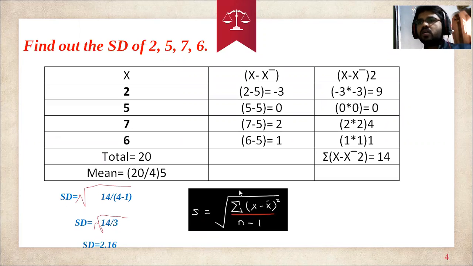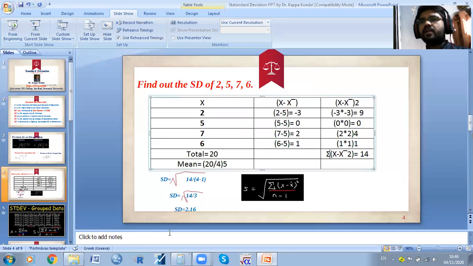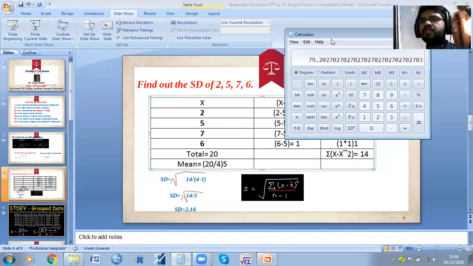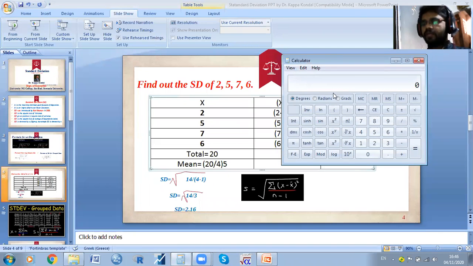See, s is equal to the square root of the summation of (x minus x bar) square. How much? 14, we got 14. And divide by n minus 1. What is n here? The number of observations. How many are there? 1, 2, 3, 4. Then 4 minus 1 is 3. So the standard deviation is the root of 14 by 3. A calculator is visible for you. 14 divided by 3, you will get 4 point something.